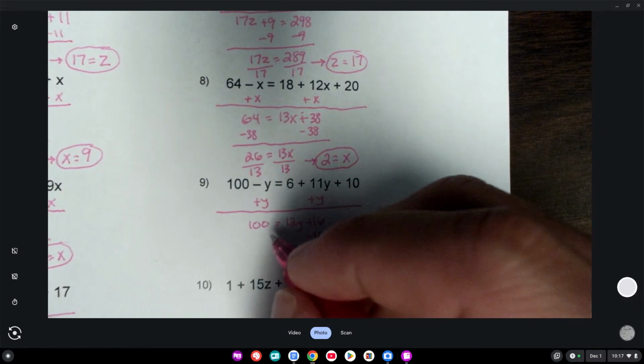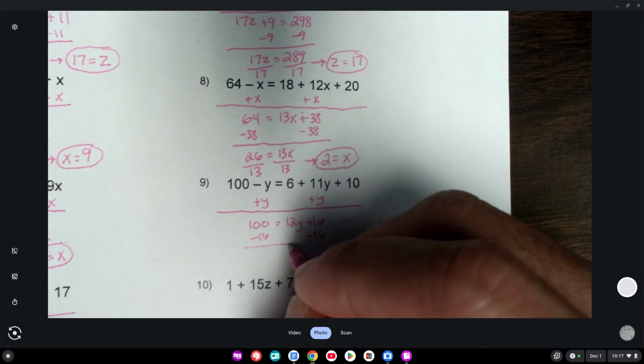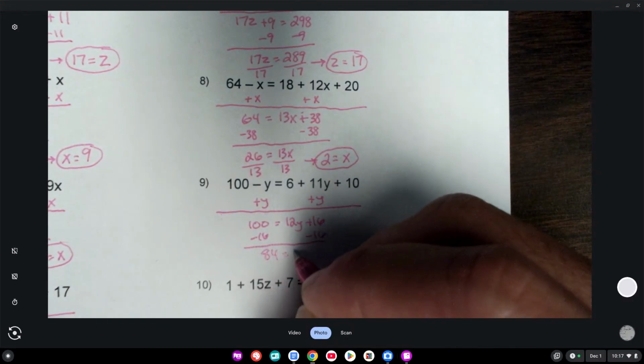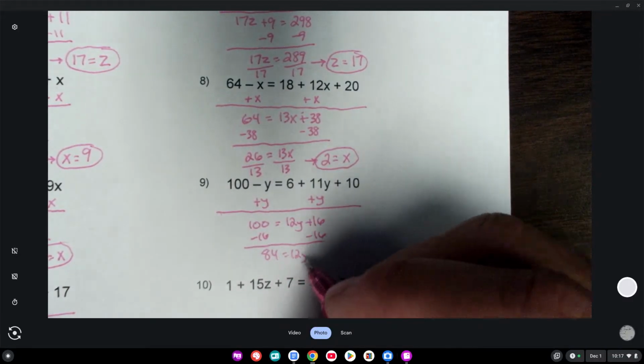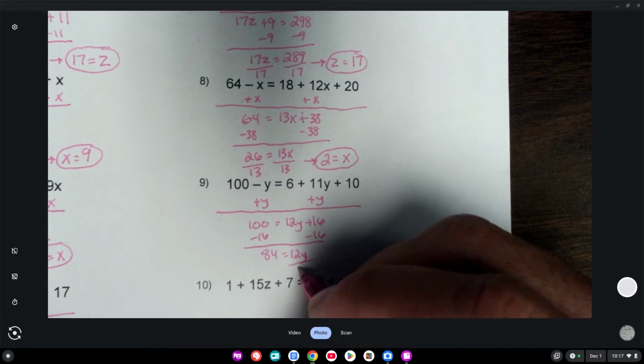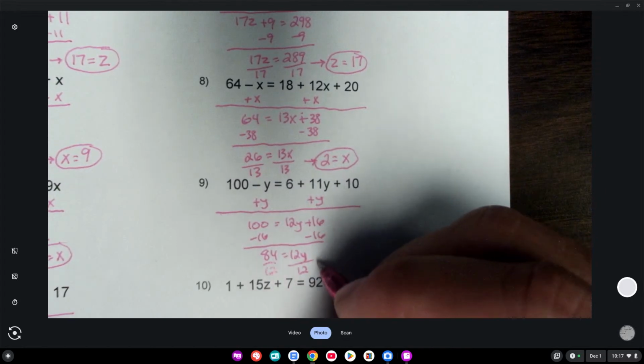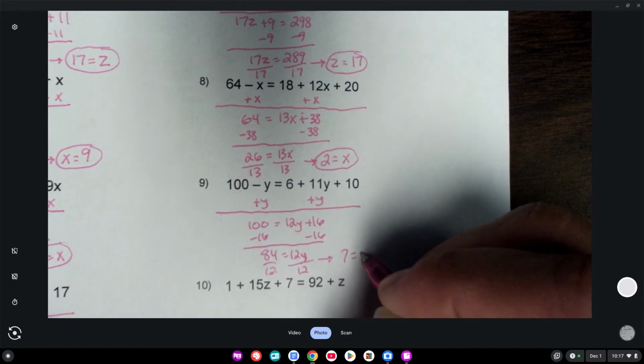Now I need to subtract the 16 from both sides. That leaves me with 84 equals 12y. Divide by the number in front of the variable. That's a 12. So that's 7 equals y.